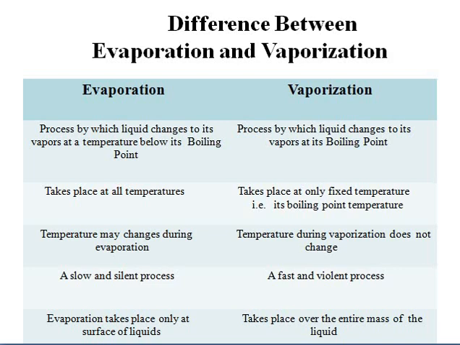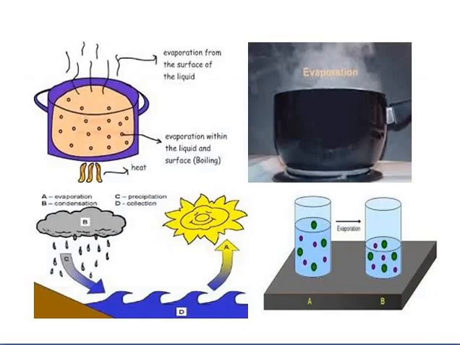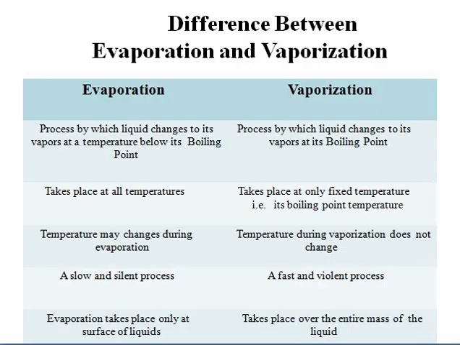Next, evaporation takes place only at the surface of the liquid. You can see here that during evaporation the vapors come into the atmosphere from the surface only, but vaporization can take place from the whole mass of the liquid.